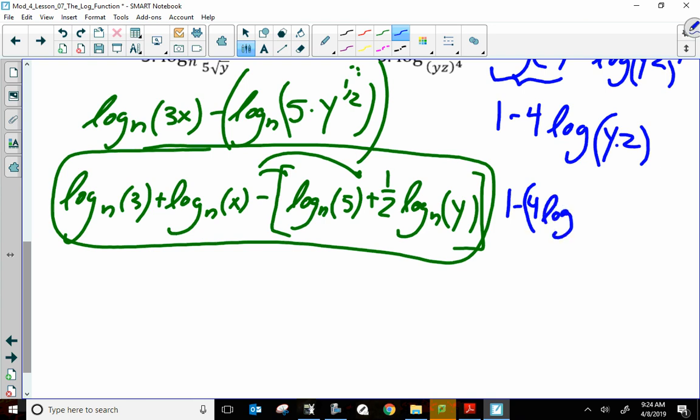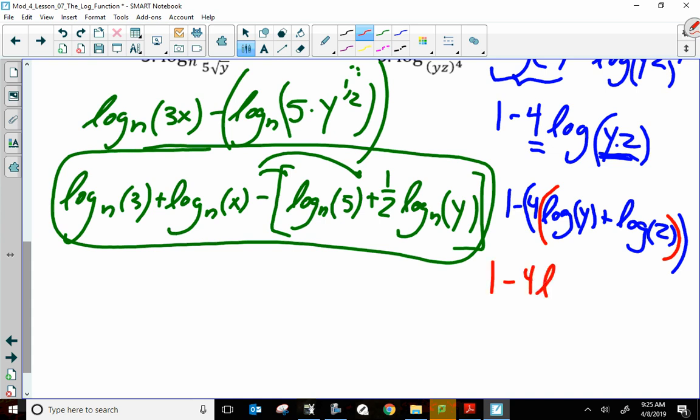Log of y plus log of z. In fact, my 4 should get multiplied to both of these. So the way I should write that is my 4 should get multiplied to both log y and log z. And if I wanted to do that, say 1 minus 4 log y minus 4 log z. So I can distribute my minus 4.